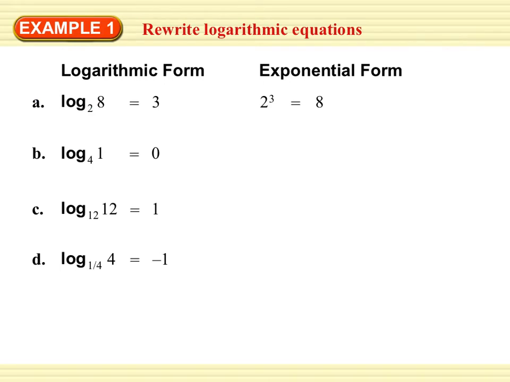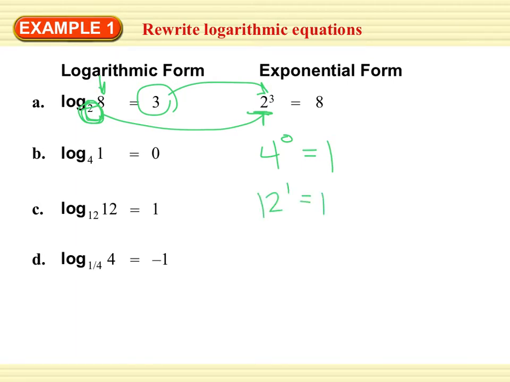Let's try a few. Okay, we're just writing things in exponential form. If you see this is on the base, it becomes the normal, the ground level number. If this is in the basement, it becomes the one on ground level. Okay, this is the equal sign, it becomes the exponent. And this just moves spots. So for letter B, we have 4 to the 0 equals 1. C, 12 to the 1 equals 12. D, 1/4 to the negative 1 equals 4. Okay, it's just a pattern that you have to learn and get used to.